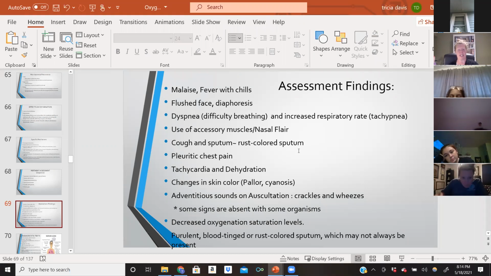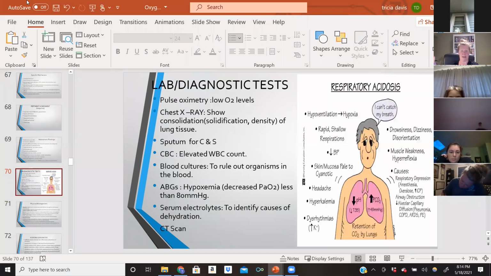When we check oxygenation levels, they're going to show decreased oxygenation levels. They probably will need supplemental oxygen, and then they can have that purulent sputum, rust-colored or blood-tinged. I think we already said that. They may or may not have that sputum, it just depends.